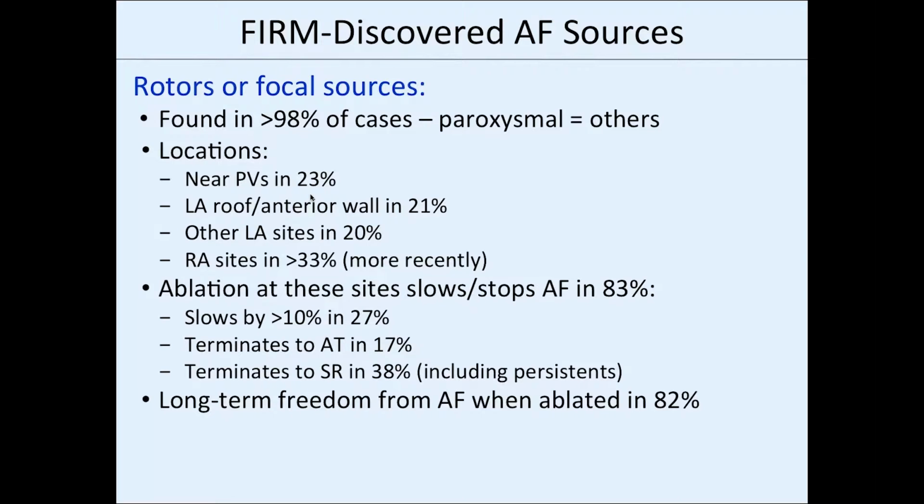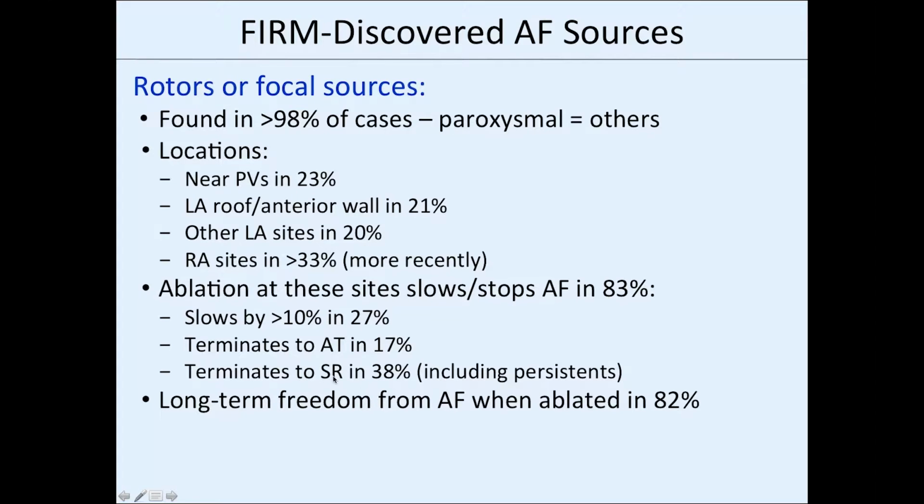These tend to be on the roof, and in another 20% of cases, other left atrial sites. Importantly, we're seeing a lot of right atrial sites nowadays. 50, even 60% have something going on. We'll come back to this later. Ablation at this site may slow or terminate atrial fibrillation in a substantial proportion of cases.